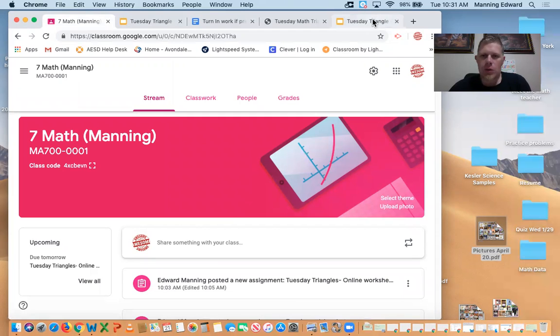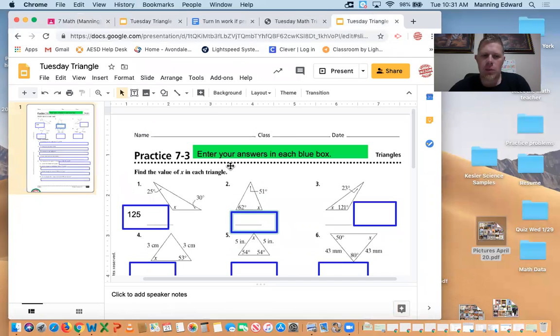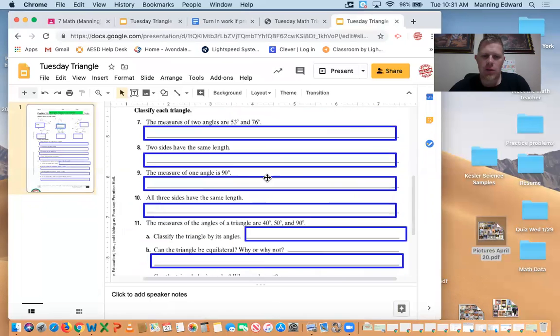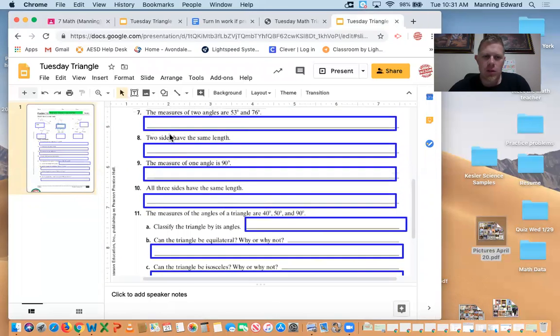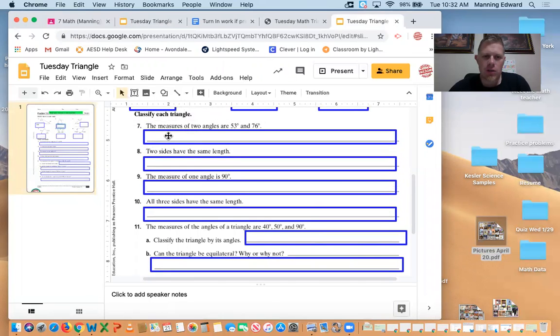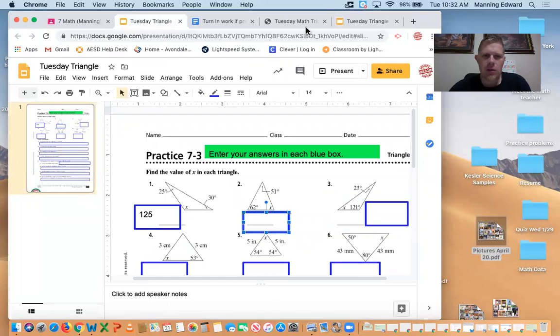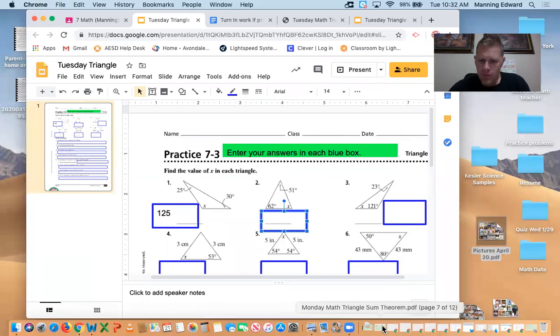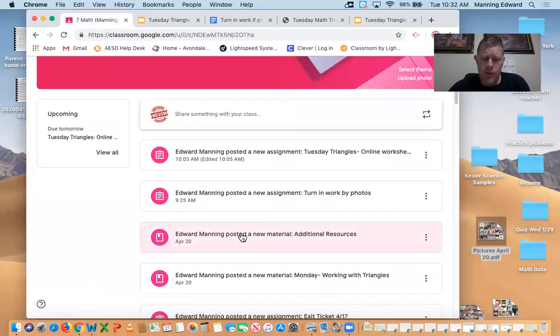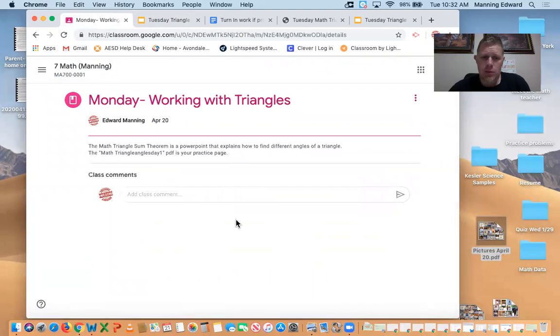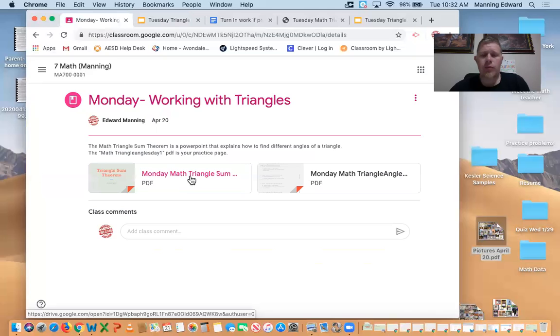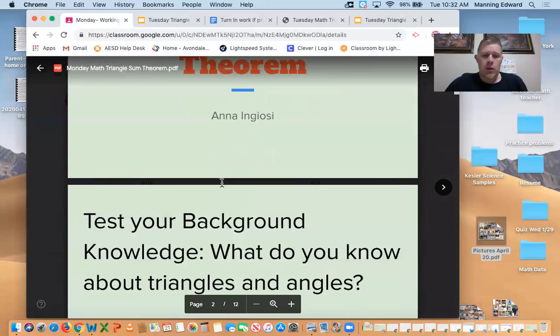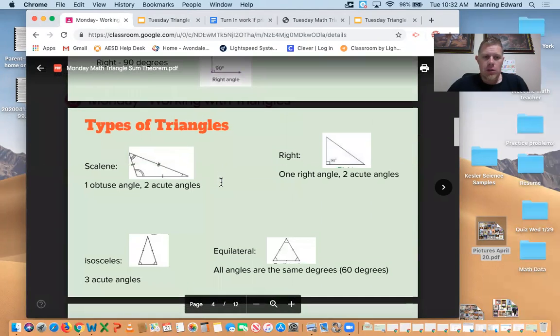Now, guys, I'll probably try and post the answers to this triangle one tomorrow, but I think you guys should get it pretty easily. This one says classify each triangle. So that's where you're going to have to go back to your PowerPoint. I remember what that is. Well, actually, I can go back to this one. So the PowerPoint from this one. If you go back to this, it's going to be types of angles, types of triangles.